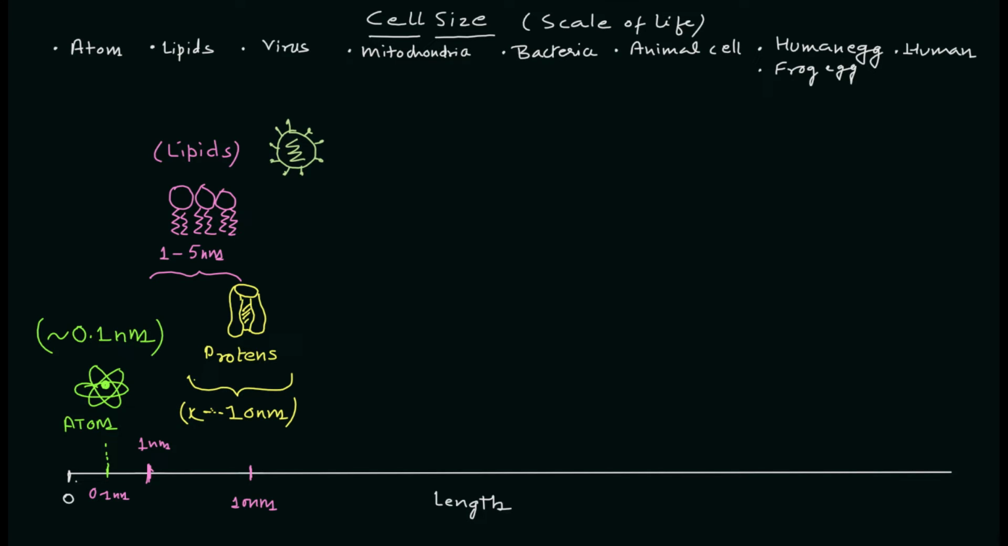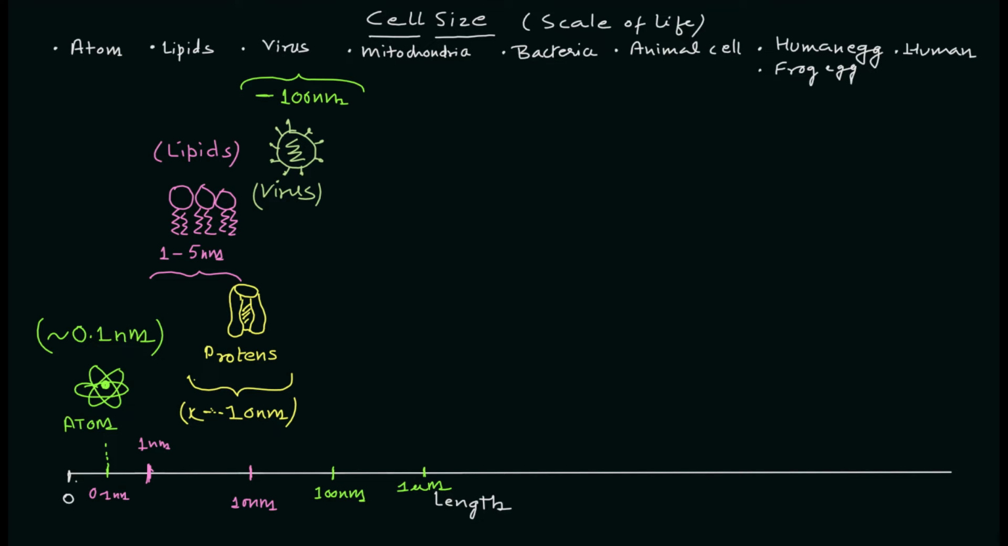Viruses are larger than the lipid molecules and larger than the protein molecules. The approximate size of a flu virus is around 100 nanometers. It also depends upon the type of virus. For example, bacteriophages, which are viruses that infect bacteria, are pretty small. So here the size is different, and larger especially for the flu viruses.